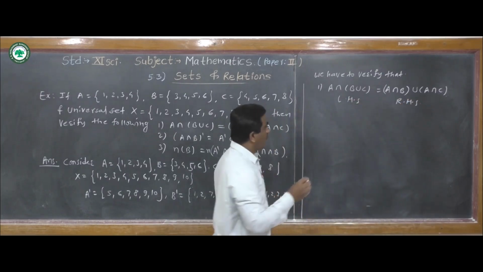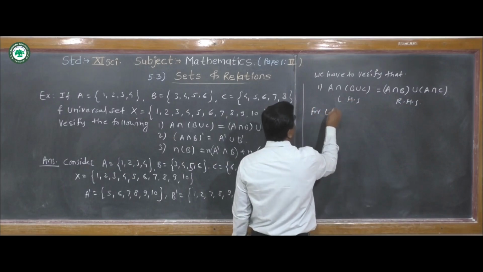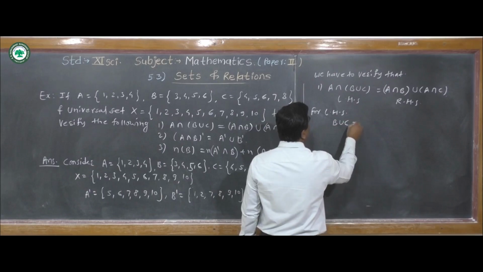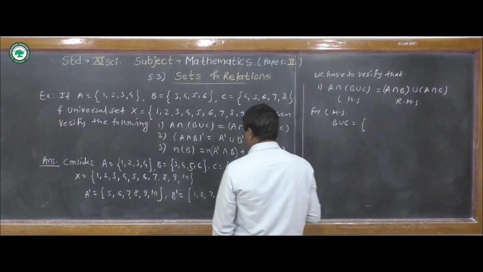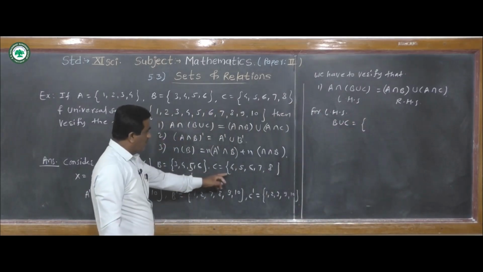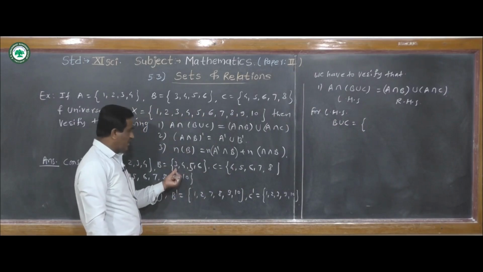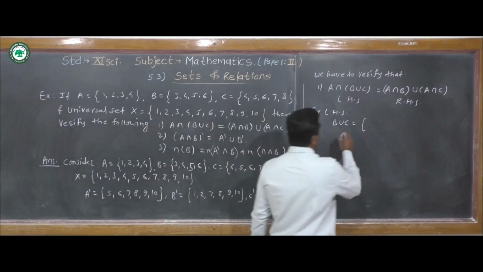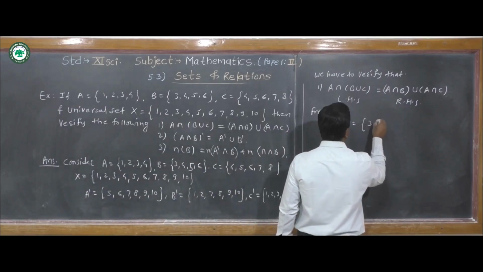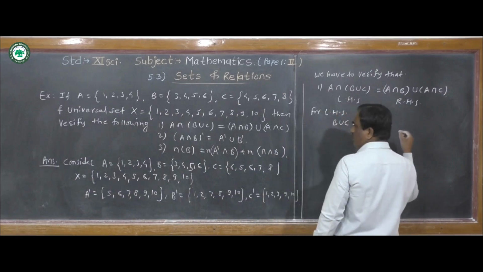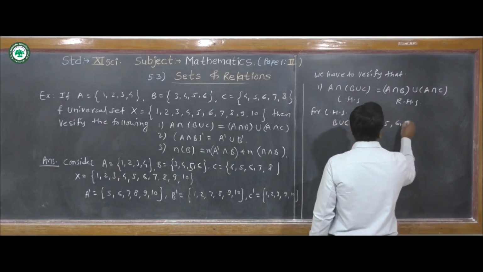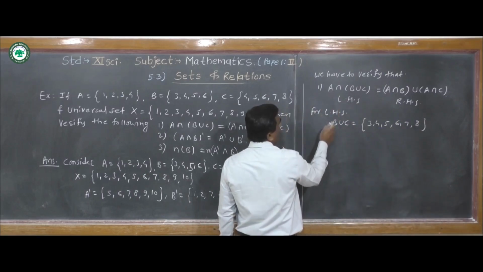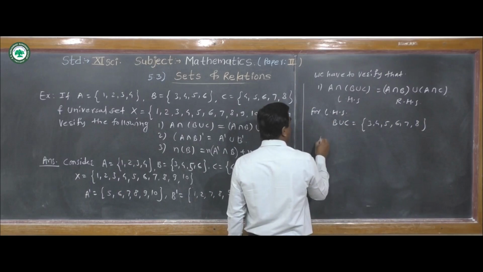Now for LHS, first we find B union C. B union C is equal to, now here set B and set C, we can take the union of these two sets: 3, 4, 5, 6, 7, 8. This set contains elements 3, 4, 5, 6, 7, 8. And we have to take the intersection of A and this set B union C.